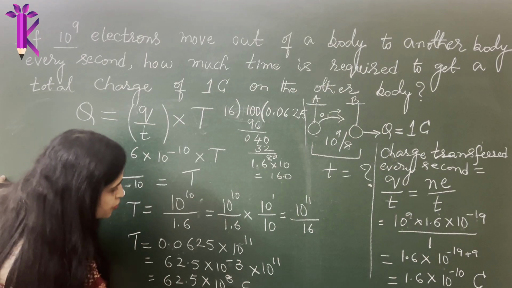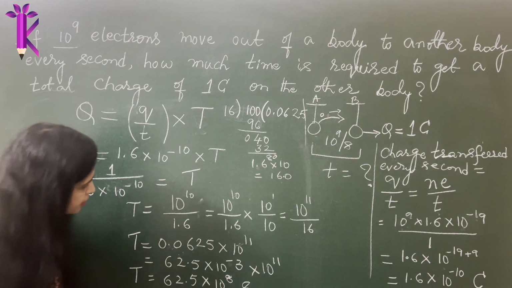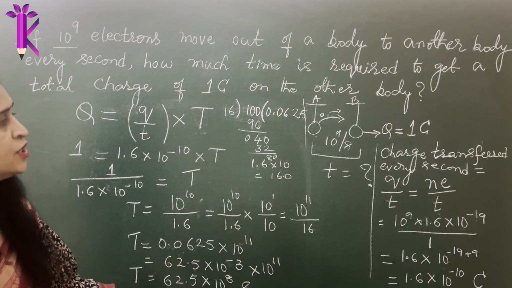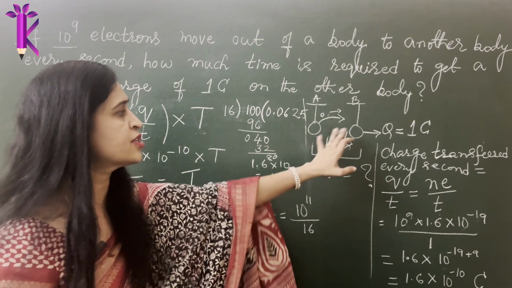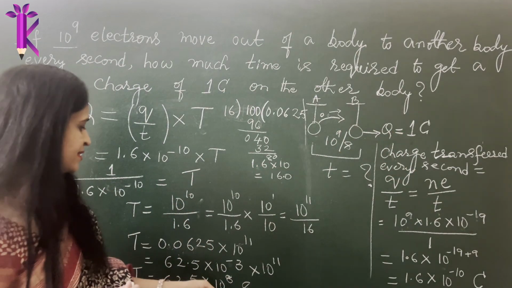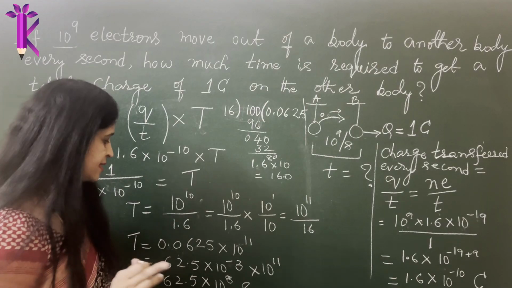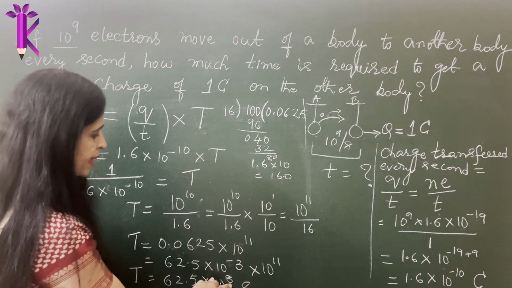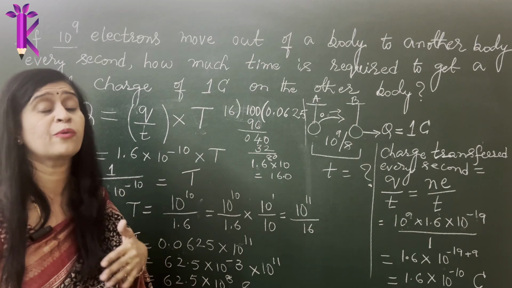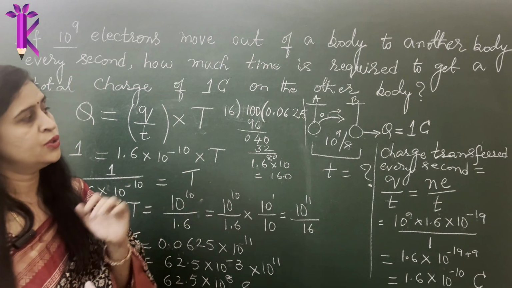So that's a huge number. So these many seconds is what you require to transfer a charge or to charge it to almost 1 Coulomb. This is a very big number. You should understand the significance of this number. You see it is 10 power 8 seconds. Again, it's close to a billion. So you require billions of seconds to charge it.